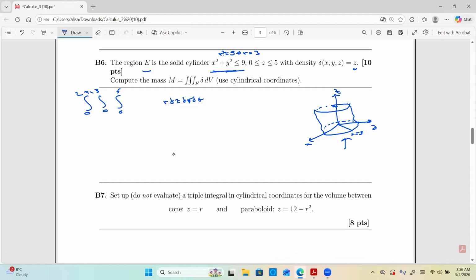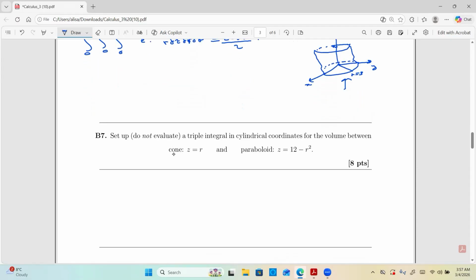And as for the integrand, the z is going to stay z because in cylindrical we don't change z. And you can integrate this, and the answer you should get is 225 pi, not something like it, it's exactly this number. Okay, so this gives you the mass in whatever unit. This gives you the mass of this solid E. Okay, let's keep going.